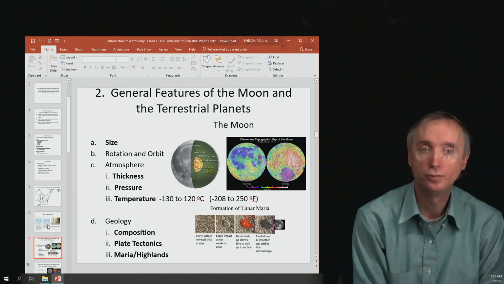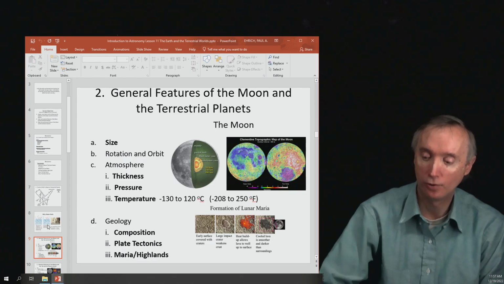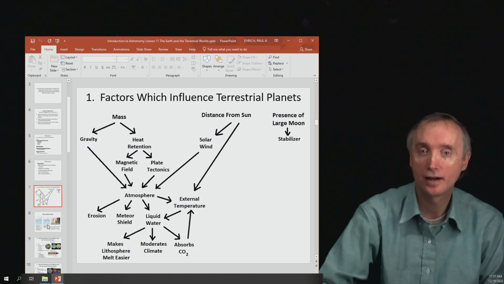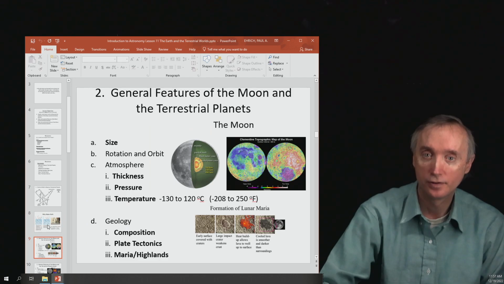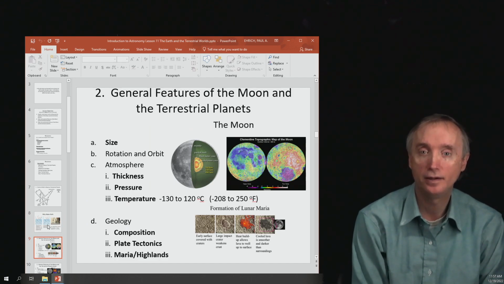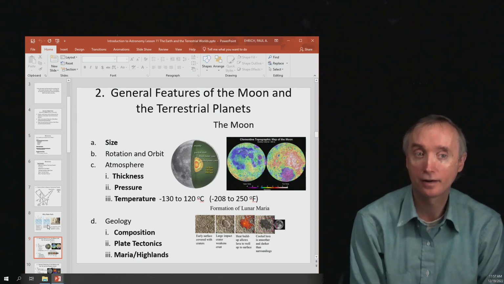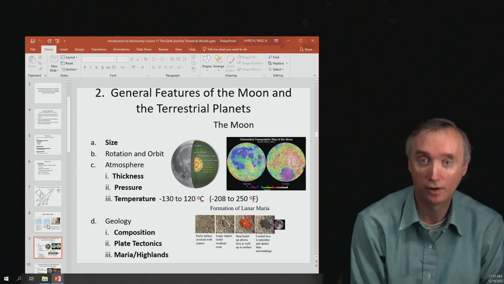So let's start off with the moon. So some general properties of the moon. It's small. So if we go back to here and we consider the fact that the moon has a small mass, then think about all of those dominoes and what would the moon be like. So that explains the lack of atmosphere on the moon. It explains the lack of pressure. It explains the lack of oceans on the moon.